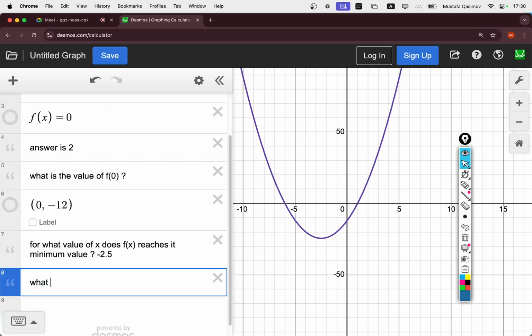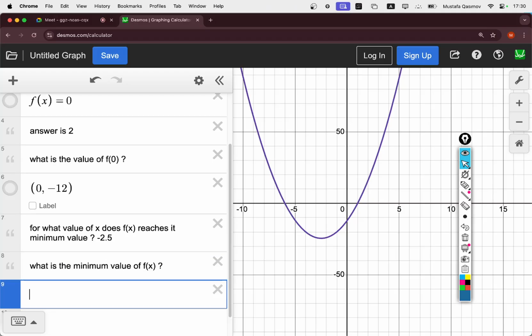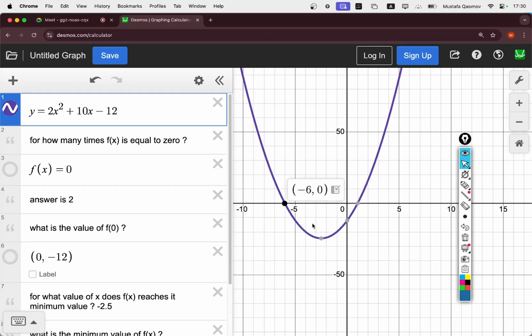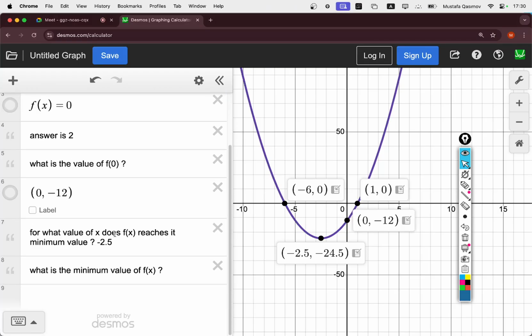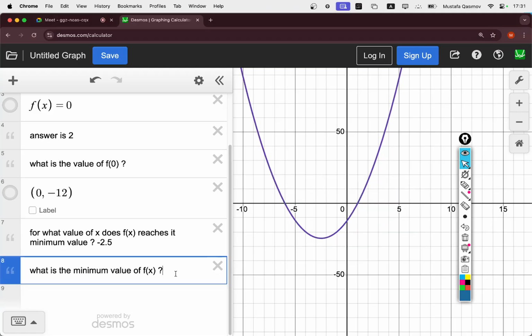What's the minimum value of f of x? It's 24.5. Yes, negative 24.5, right. Like that.